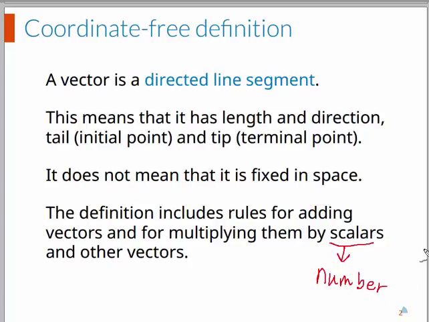In physics, you can think of a velocity vector or a force vector. They both have magnitude and they have direction. They have length and they have direction. A scalar would be like mass or temperature. It's only a number.